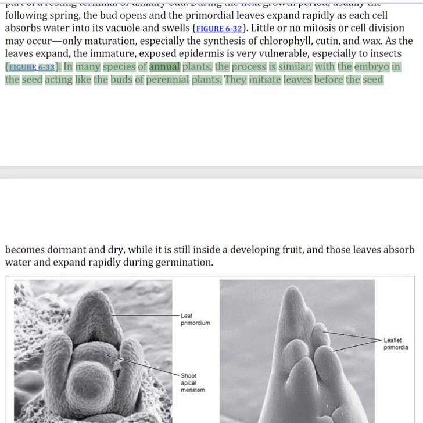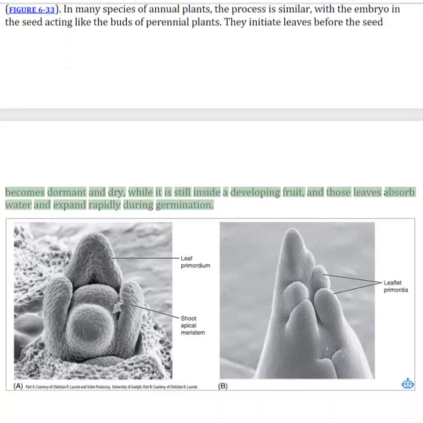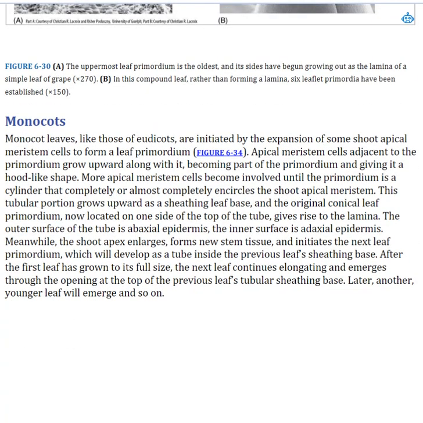In many species of annual plants, the process is similar, with the embryo in the seed acting like the buds of perennial plants. They initiate leaves before the seed becomes dormant and dry, while it is still inside a developing fruit, and those leaves absorb water and expand rapidly during germination.